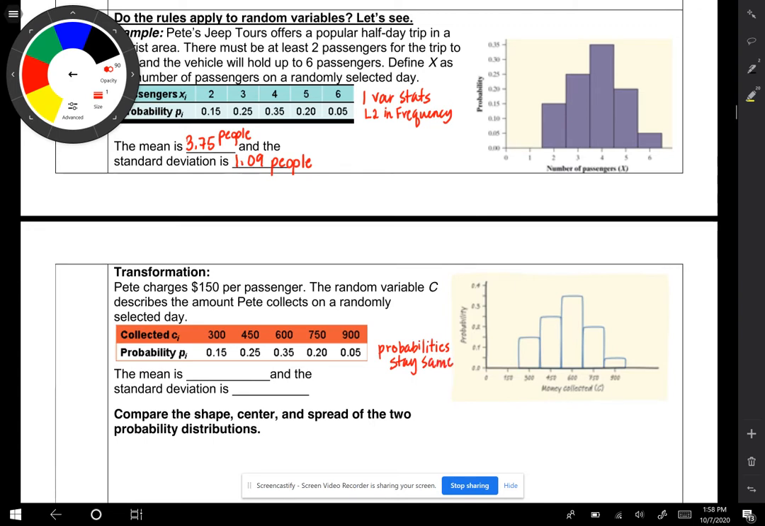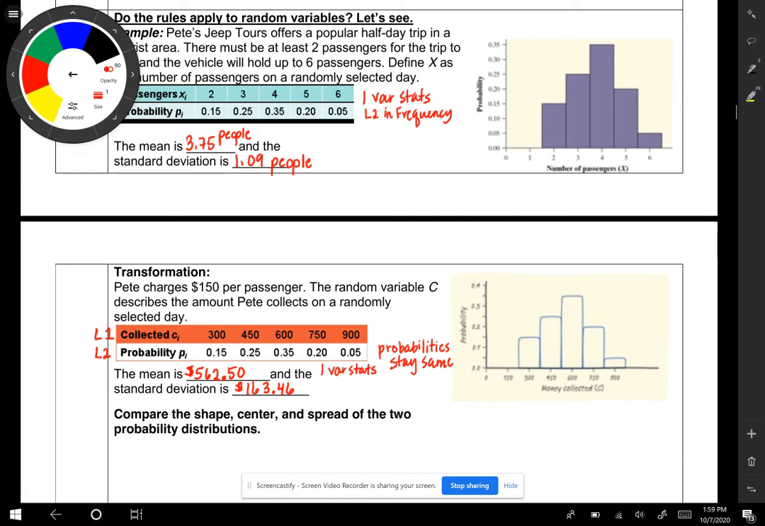And you do the same thing to find the mean and standard deviation. You would enter the amounts collected in list 1 and the probabilities in list 2, and do the one variable stats again. Just remember that when you're dealing with probabilities, you want to use the frequency and use L2. Normally, when we're using just regular one variable stats, we just have the list 1 that we're interested in. So the mean is $562.50, and the standard deviation is $163.46. And there's the shape.